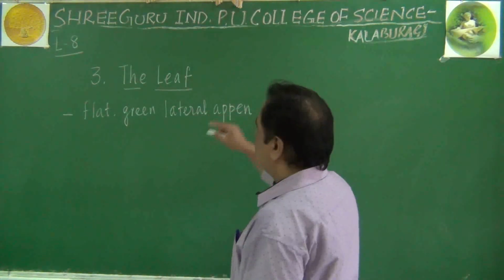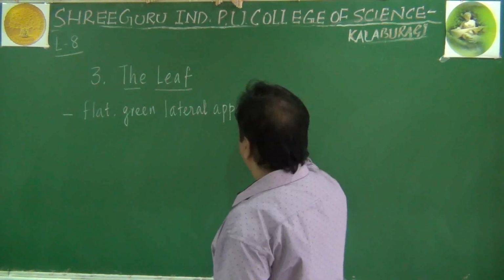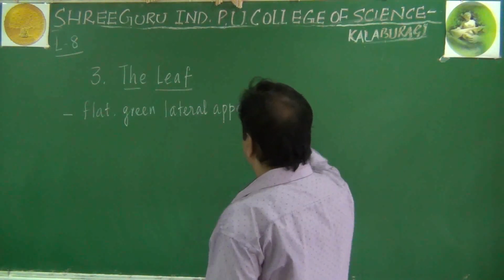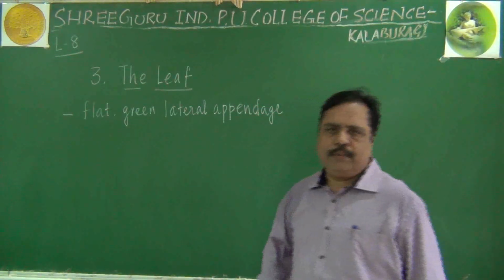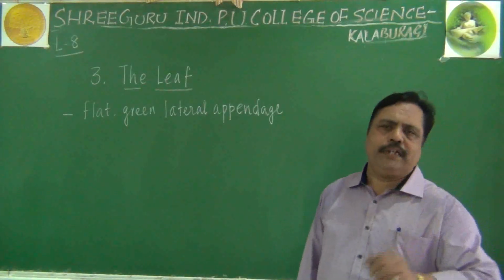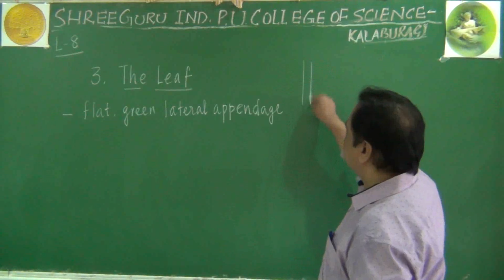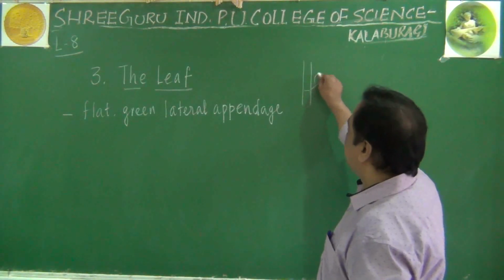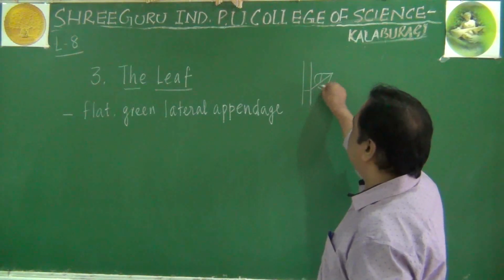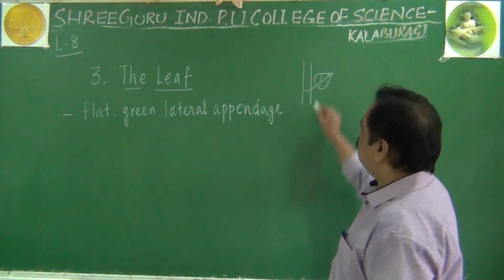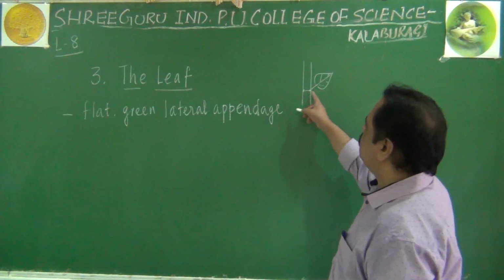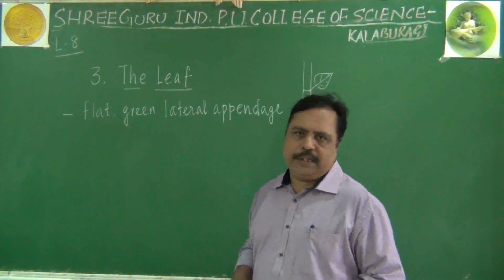A flattened green lateral appendage of the angiosperm will be called a leaf. What is meant by lateral appendage? The leaves are arranged on the lateral sides. On the sides of the angiosperm we can come across leaves like this. So they are arranged on the sides, so they are called lateral appendages.